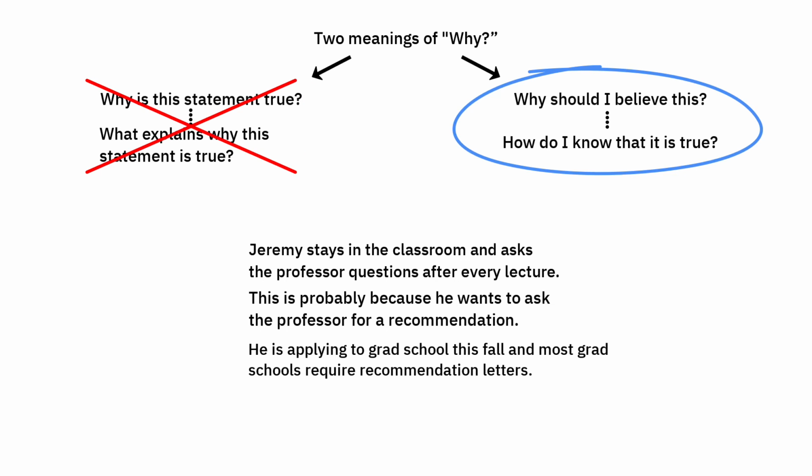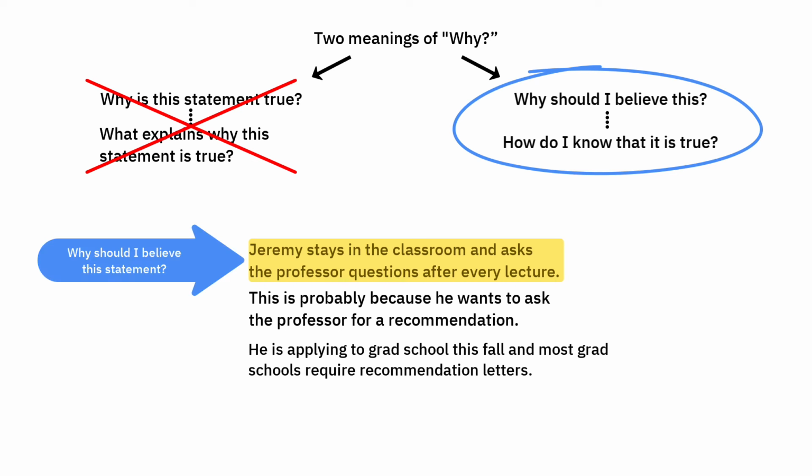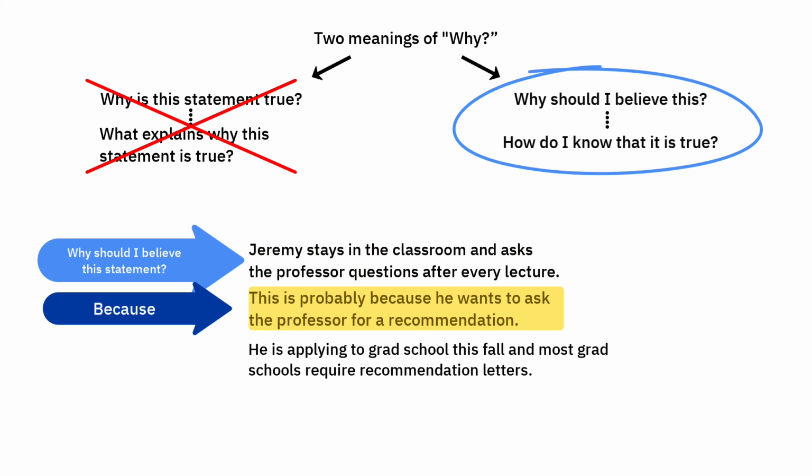But let's try it again using the correct understanding of why. Jeremy stays in the classroom and asks questions to the professor after every single lecture. Why should I believe this? How do I know that this is true? This is probably because he wants to ask the professor for a recommendation. Now this shouldn't make that much sense because the second statement here, when it uses the word this, that's a reference to the fact that he stays after class and asks questions. It's a reference to the entire first statement.